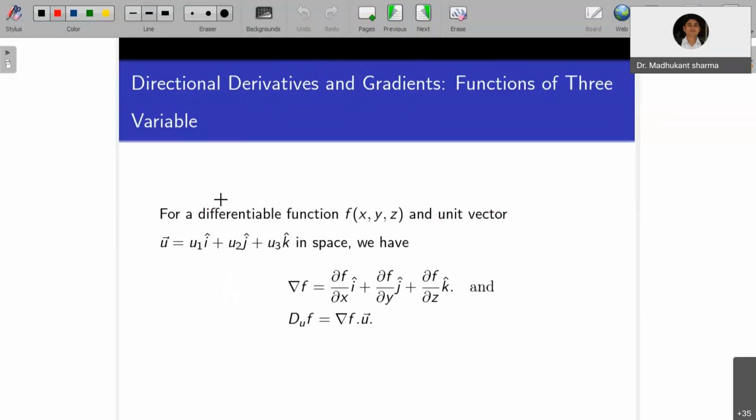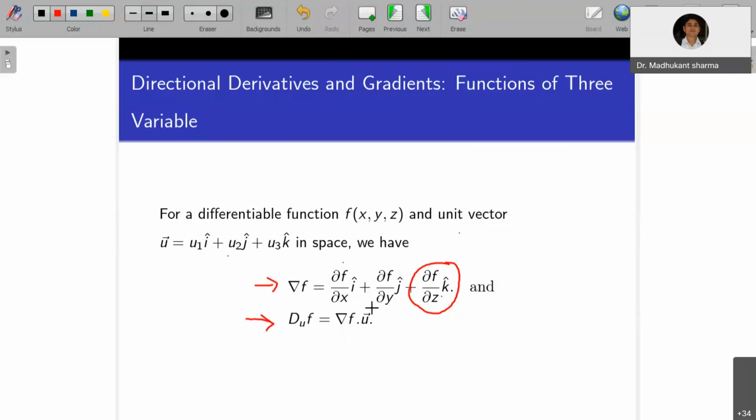So for a differentiable function f and unit vector u in space, we have grad f as told. You have an additional third term, that is the k component with coefficient the partial derivative of f with respect to z. And the directional derivative, again, now it's easy to generalize.